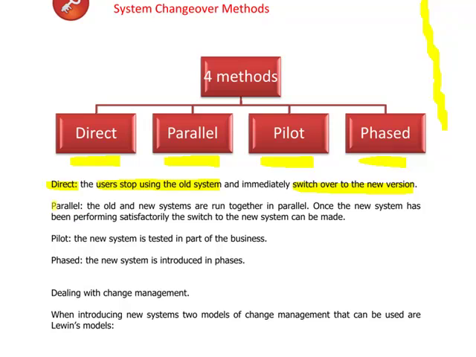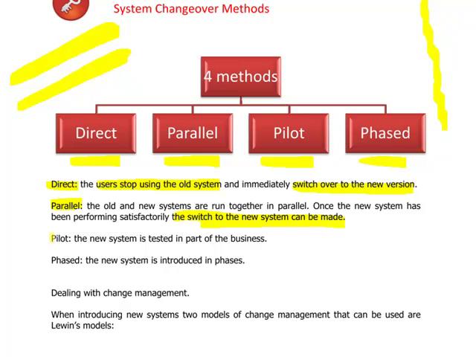Next one is parallel. This means that we have the old system running in parallel with the new system. Once we're happy with the new system, once we're sure it's been performing satisfactorily, we switch over to the new system. So we run them both in parallel at the same time. Really, that can be quite useful when it's quite a business critical system, which you want to make sure is working before we switch over completely.